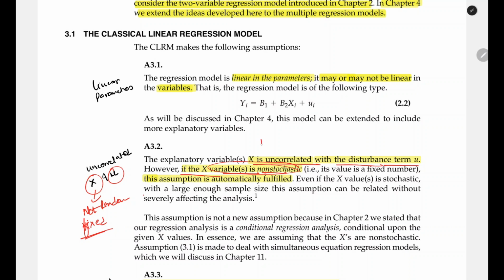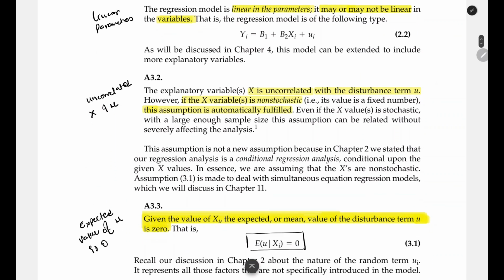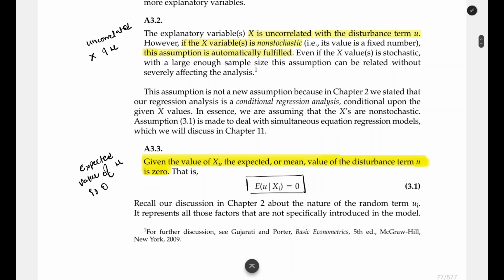Why? Because our x values are not random, and our u values are random. They are generated at random, so there cannot be a correlation between these two, right? So these two are automatically uncorrelated. So this assumption is fulfilled there only. This assumption we also talked about at the end of the second chapter in our previous video.